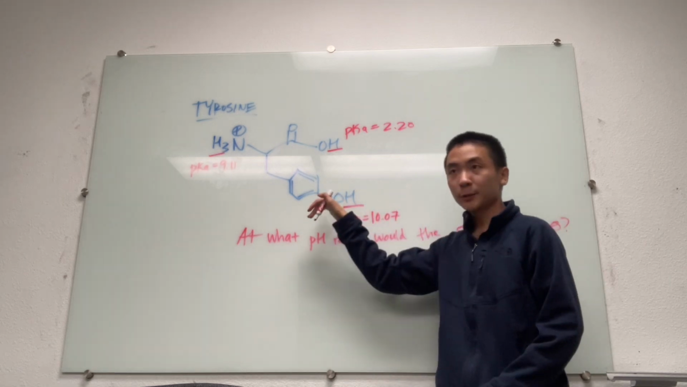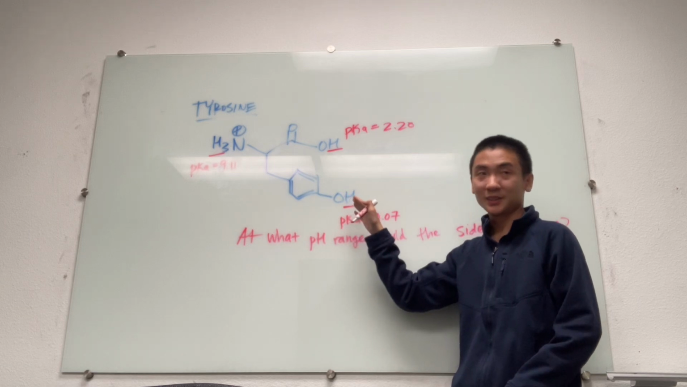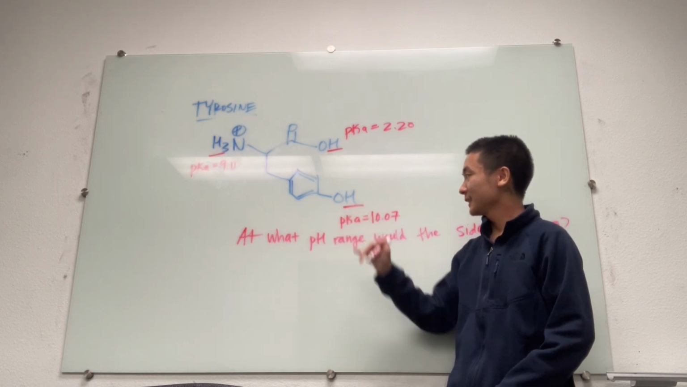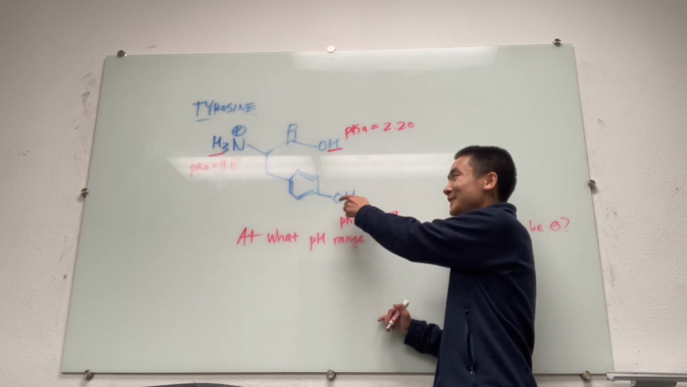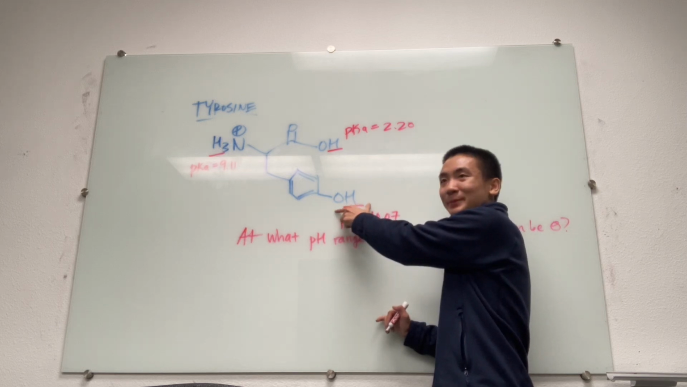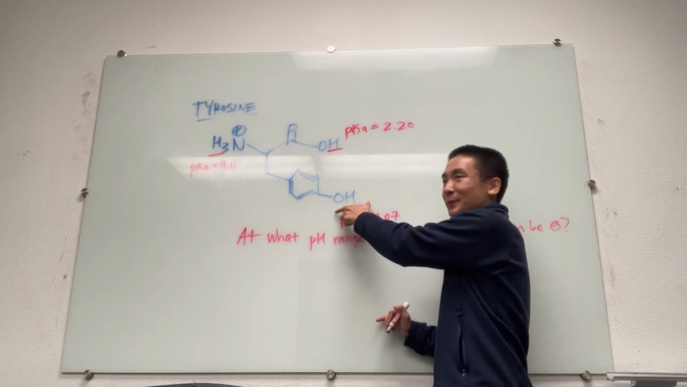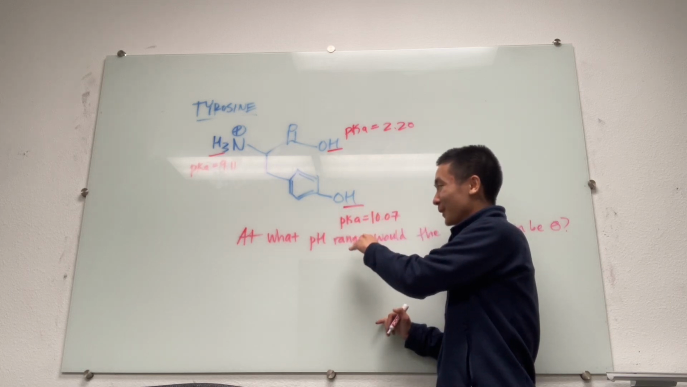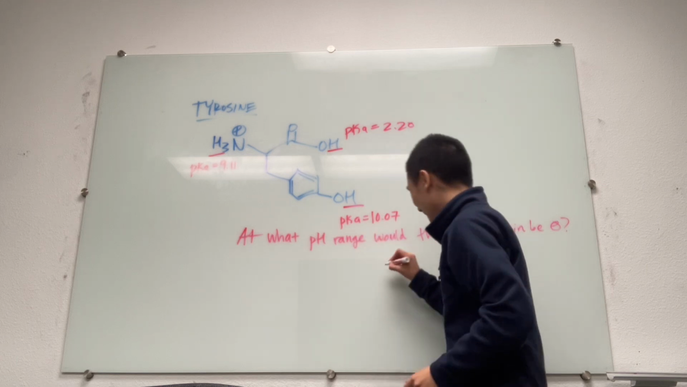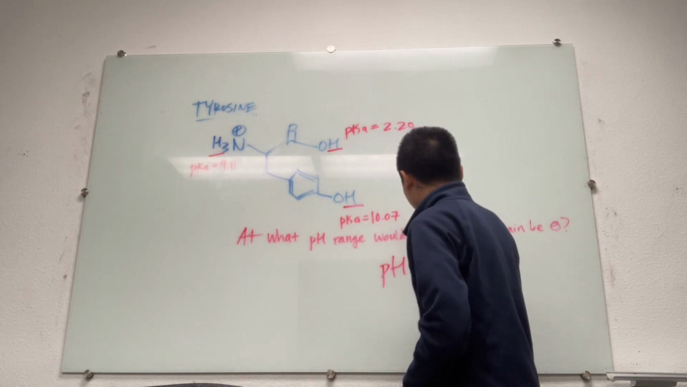So, its protonated form is neutral. Right? If you want to deprotonate this, how can we make this act as an acid and be able to release a proton? At what pH? Higher or lower than the pKa? Higher. So the answer is going to be pH higher than.